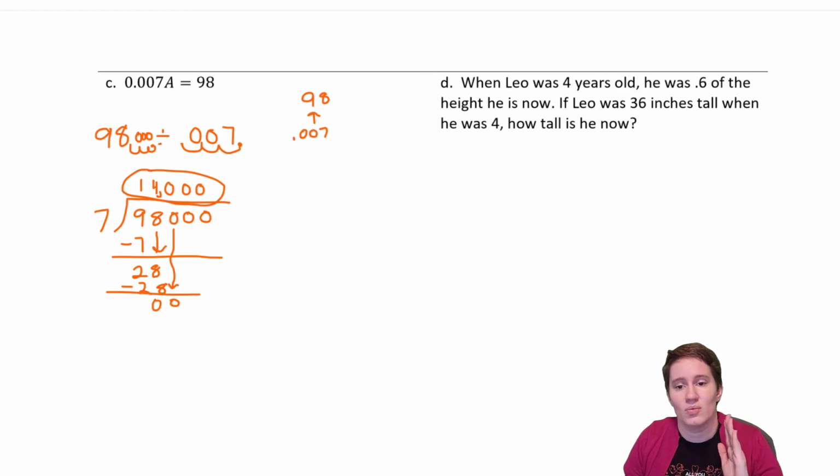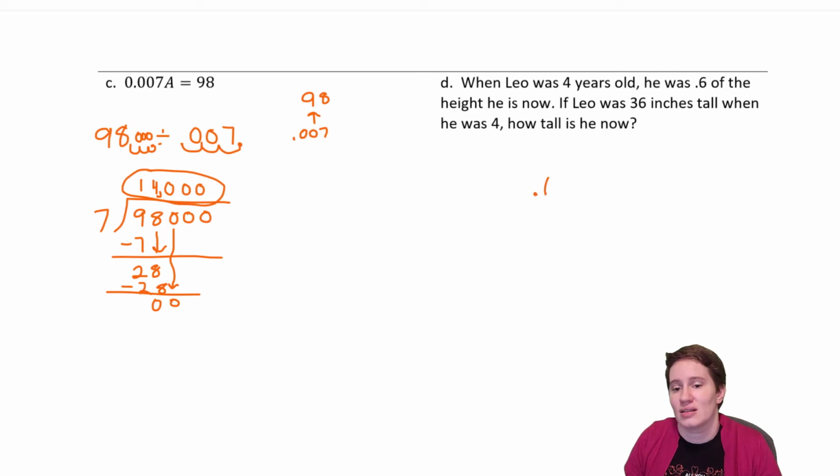D. When Leo was 4 years old, he was 0.6 of the height he is now. If Leo was 36 inches tall when he was 4, how tall is he now? This is a completely made up situation. Leo is the name of one of the students in my son's class, and I don't currently have a student named Leo, so it seemed like as good a name as any.